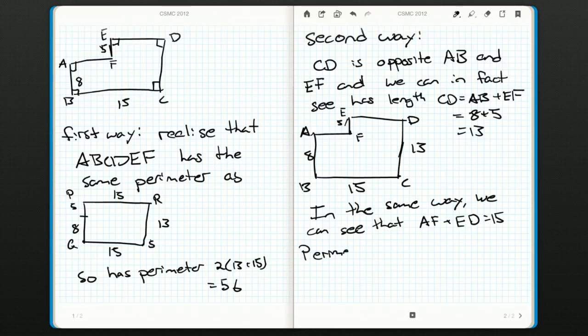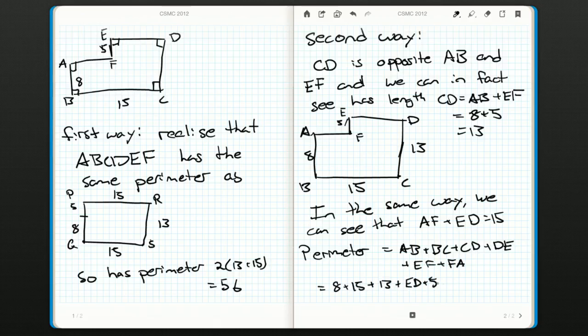The perimeter is AB plus BC plus CD plus DE, which is the same as ED, plus EF plus FA. Well, that's equal to 8 plus 15 plus 13 that we just figured out up here, plus something, plus 5 plus AF.